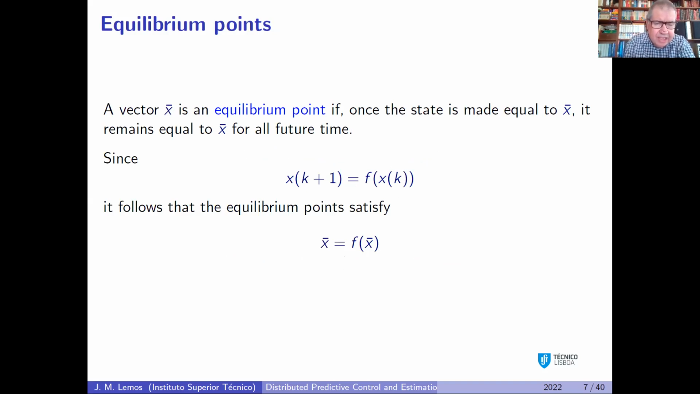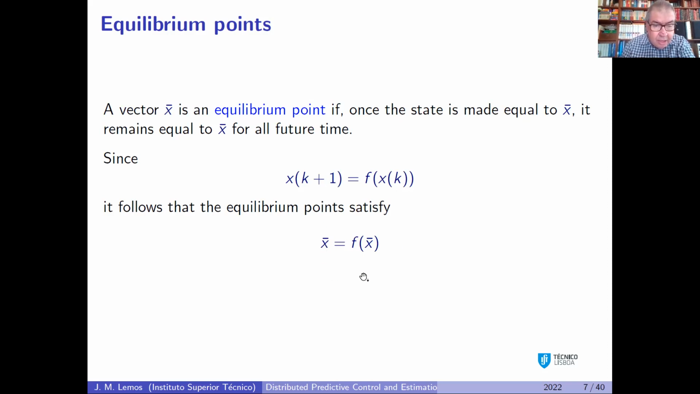Now, we have discussed that in perhaps the first lecture, what is an equilibrium point? An equilibrium point is a value of the state, let's call it x bar, such that if you start at x bar, you will remain at x bar. So this means that if x of k is x bar, then x of k plus 1 is f of x bar, but if x bar is an equilibrium, you will remain there. So x of k plus 1 will also be x bar.